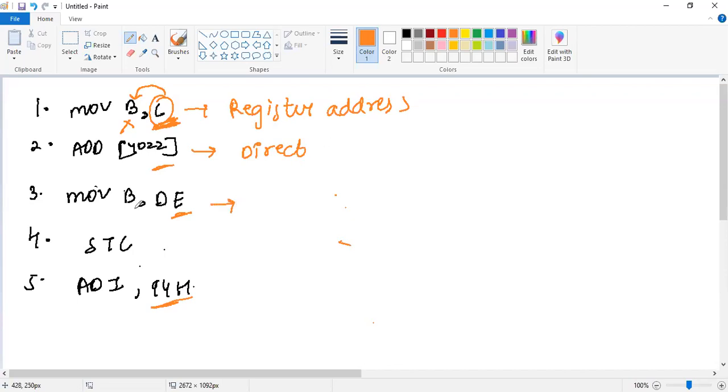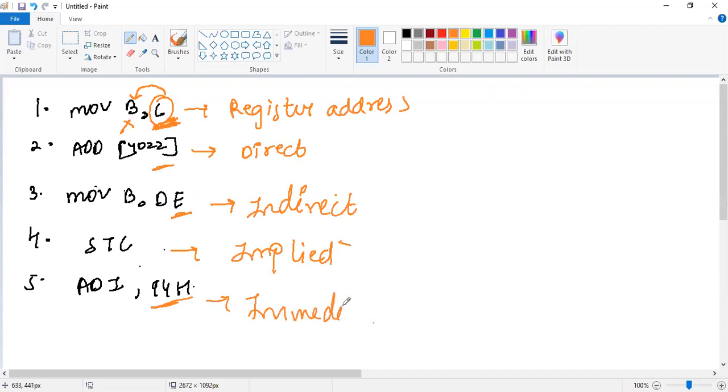This one is your indirect, this one is your implied, and this one is your immediate. Why? Because we are directly giving data to the instruction. Here we are not providing anything. Here the address is present in D, so we are indirectly giving the address to the instruction. Therefore, it is called indirect. Here we are directly giving the address, and here the data is present. And in the first one, the data is present in the register. Therefore, it is called register addressing mode.